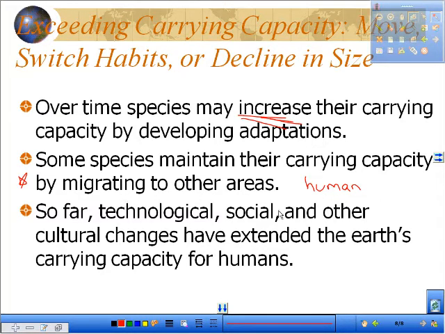We've used our technology, our culture, our sociability, our use of tools, our ability to learn, all to increase our carrying capacity. So this is something that's definitely holding true for humans.